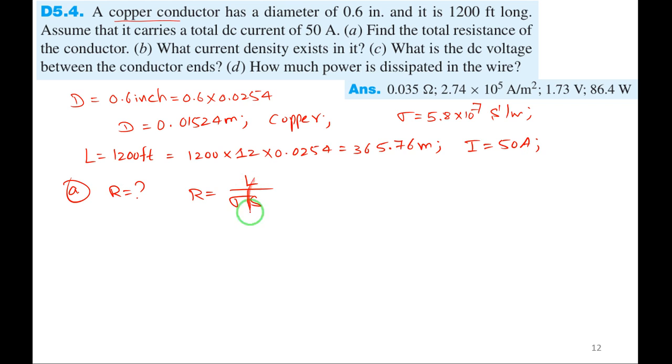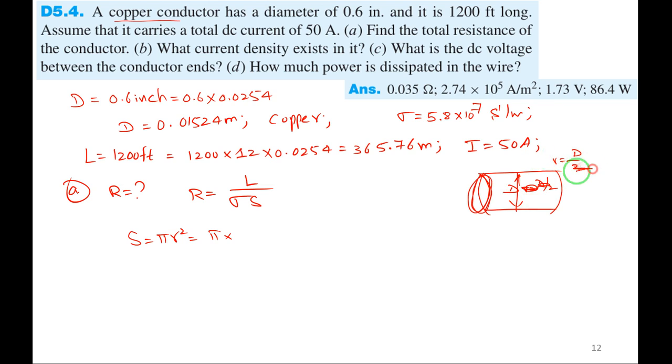Then surface area, right? It is a cylindrical conductor, right? Surface area means the pi r square. So we will calculate the surface area. Surface area is equal to pi r square. So pi, what is r? Diameter is given, d. So I want radius, d by 2. R is equal to d by 2. Right? So d by 2 is how much?